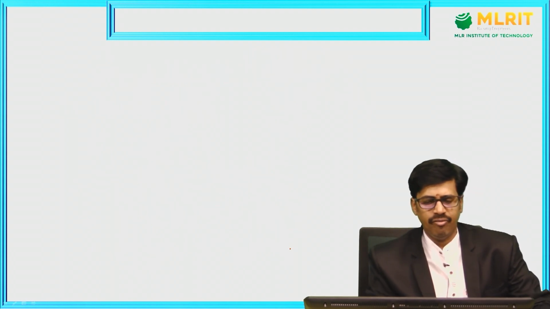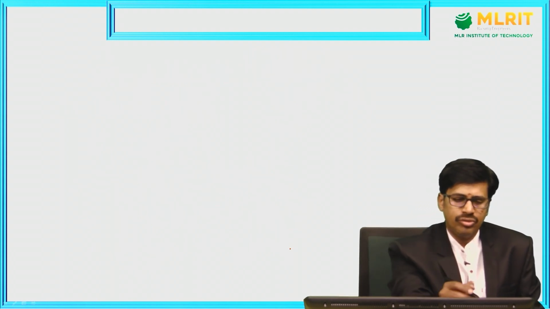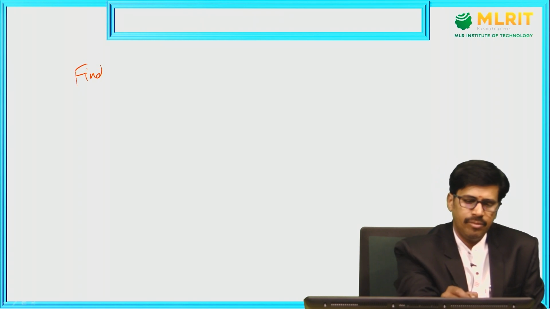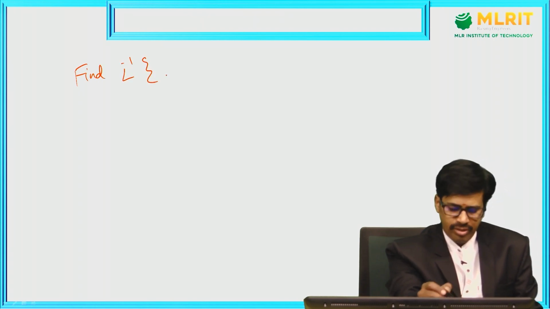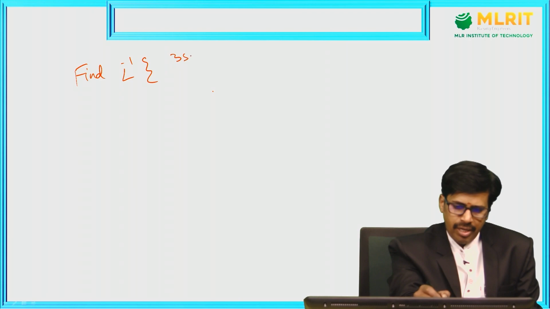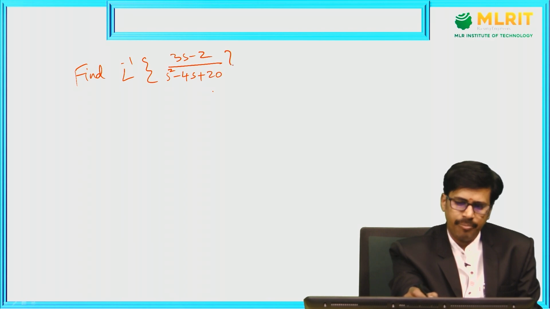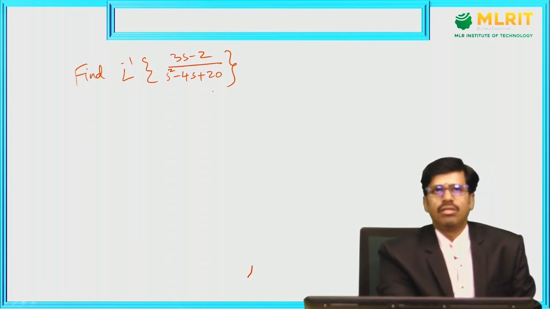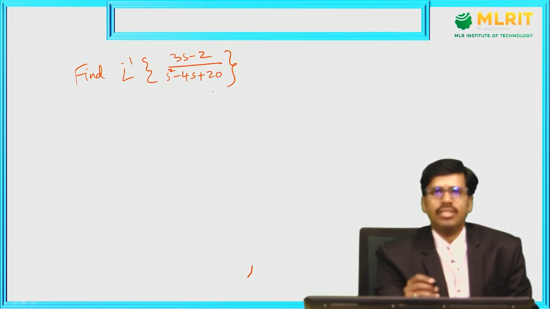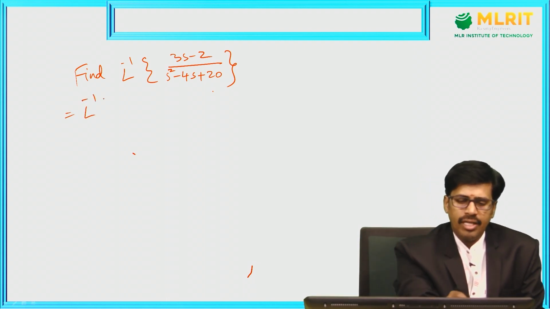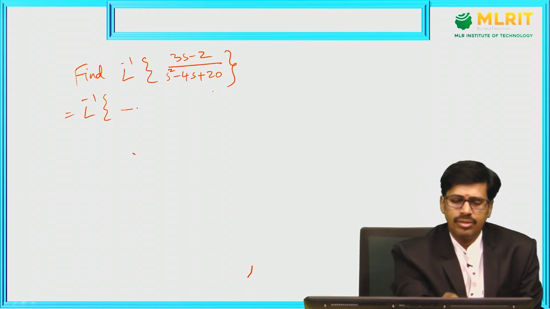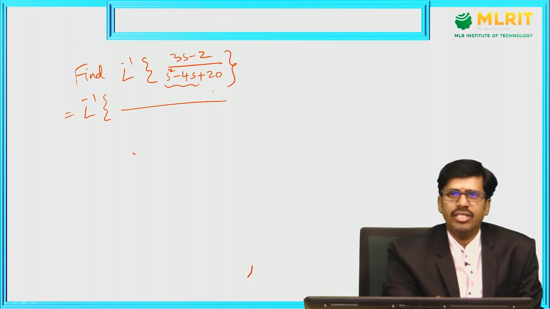Right. Let us see one more example. How to find L inverse of (3s − 2) divided by (s² − 4s + 20) using first shifting theorem in inverse Laplace transform. This can be written as L inverse of s² − 4s.